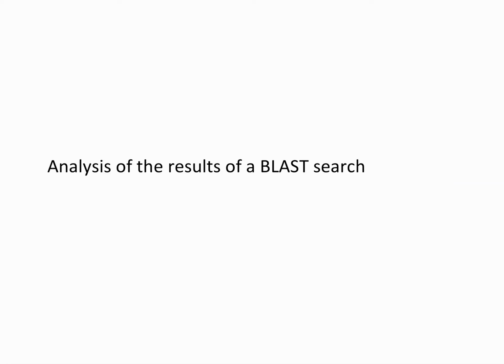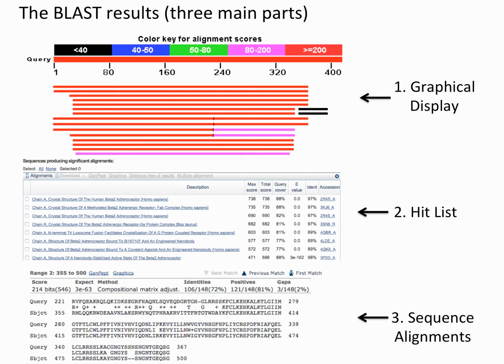Now let's go to analyze the result of a BLAST search. The BLAST result on the NCBI side is divided in three main parts: a graphical display, a collection of hits, and the alignment corresponding to the identified hits with the query sequence.